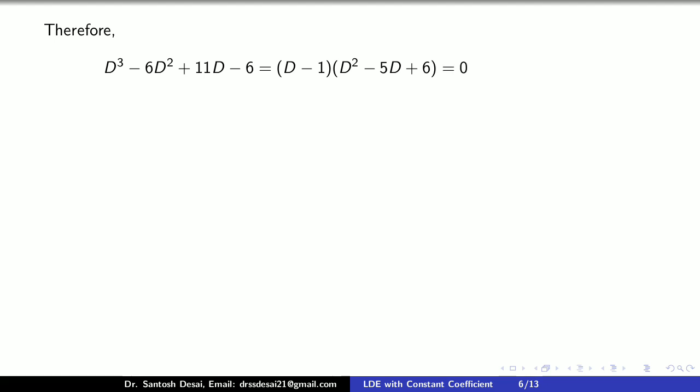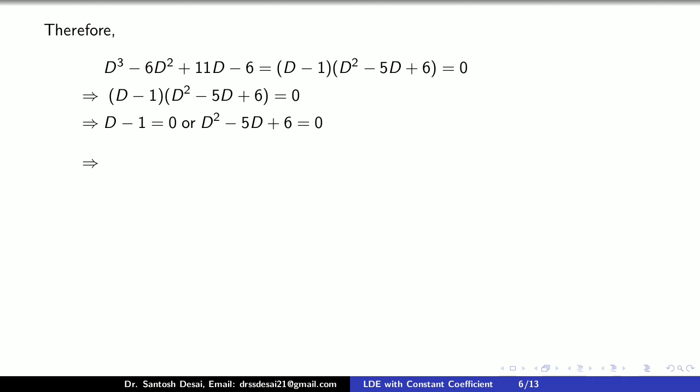equal to 0. Now we will simplify: d minus 1 into d square minus 5d plus 6 is equal to 0. So this implies that d minus 1 is equal to 0, or d square minus 5d plus 6 is equal to 0. This again implies from the first we get d is equal to 1. Now d square minus 5d plus 6 is a quadratic equation, and we know the formula to solve the quadratic equation. So by using that formula, here we get d is equal to 5 plus minus square root of b square, that is 25, minus 4, a is 1 and c is 6, divided by 2.